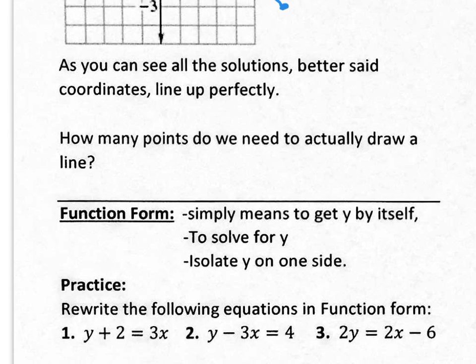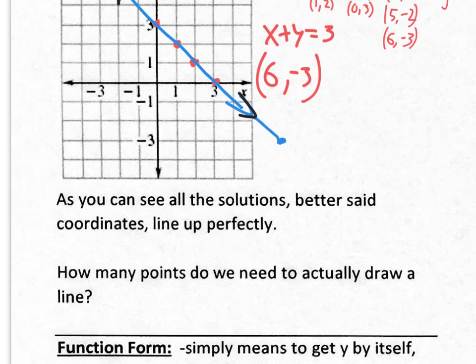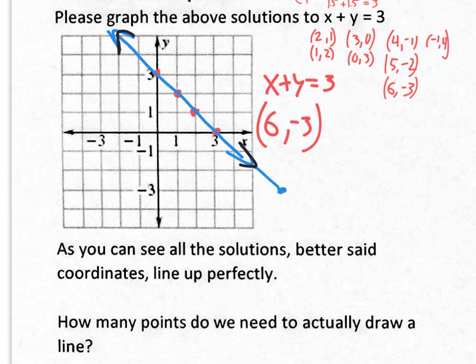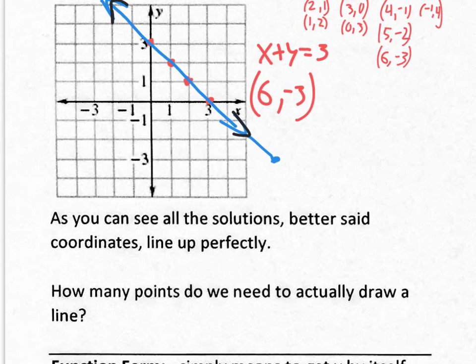So down here it says, how many points do we need to actually draw a line? How many did we do up here? We did a bunch of them. We did 1, 2, 3, 4, 5. Do we need 5 points? How many points do we need? 2. You only need 2. So let's write that fact down somewhere. Write down, you only need 2 points to graph a line.